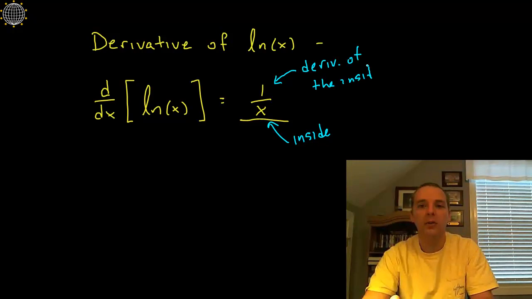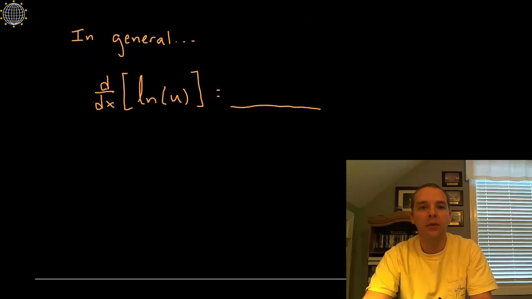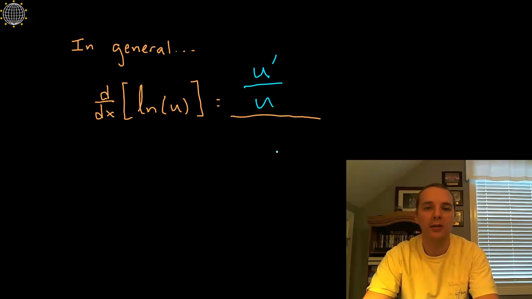So in general, if you have something other than x, then you'll need to take the derivative of that expression and put it in the numerator, and take the inside and put it in the denominator. So let's write that down real quick. In general, if you have the natural log of u, where u could be any expression of x, then the derivative would be u prime over u. And so that's the general log rule for derivatives.